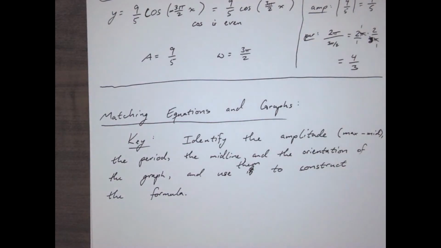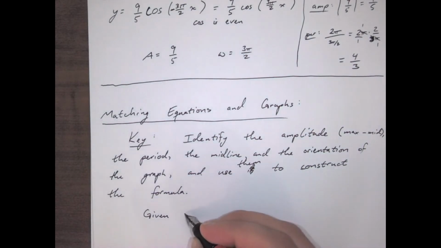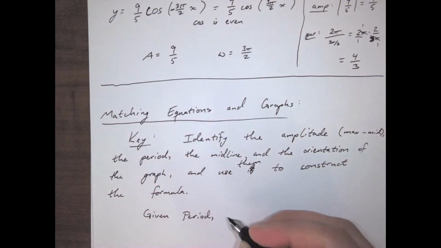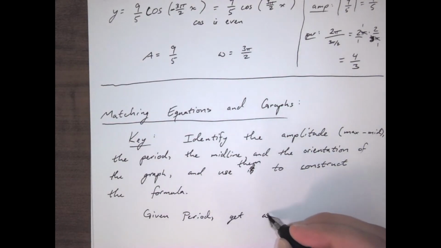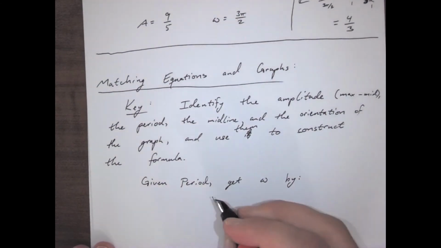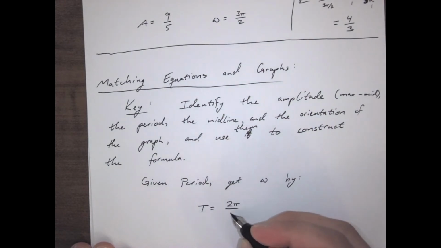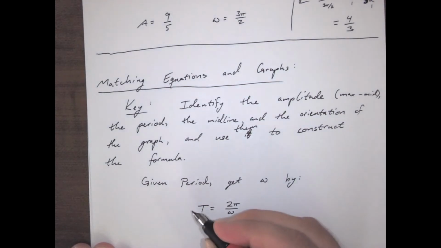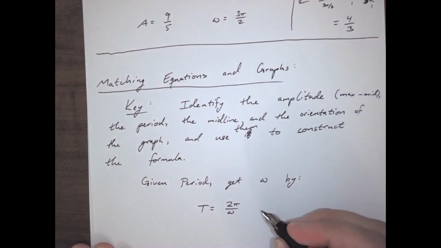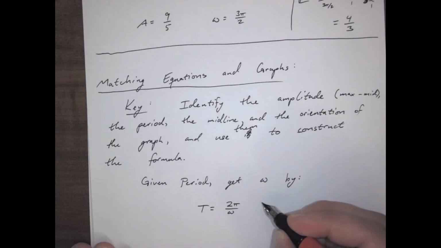Now, if you have the period and you want the omega, the only thing that you have to do there is, once we have the period, given period, get omega by taking the equation T equals 2 pi over omega and rewriting it. Multiply both sides by omega, dividing both sides by T. So get omega by doing this.